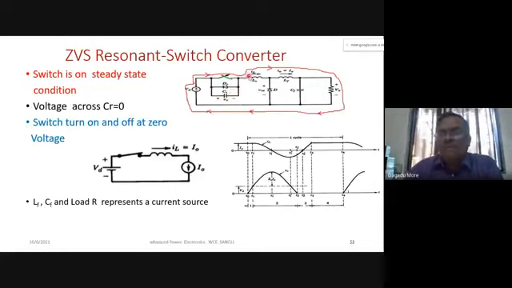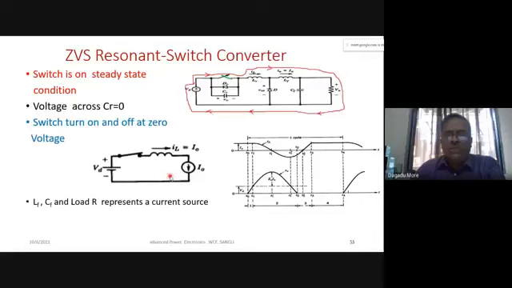Current will pass through LR, LF, and then the load. Here we can represent our load also as a current source. If CF is very small, we can say that LF, CF, and R can be represented as a current source. So equivalently, these three components, LF, CF, and R, combined as the load, we can call I0. So this is our current source in the equivalent circuit.